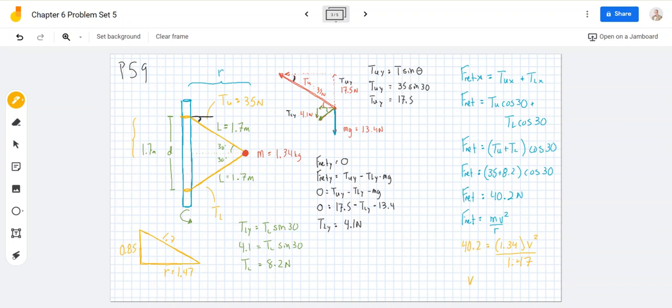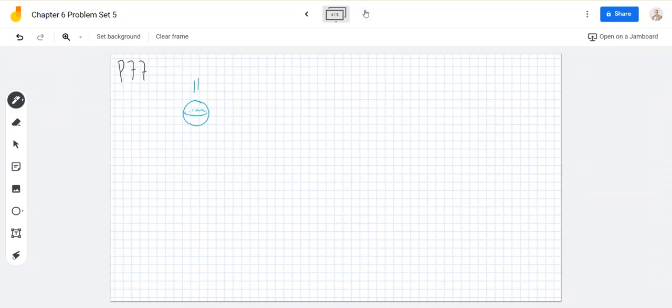So I got speed is equal to 6.6 meters per second. And then the last part says, what is the direction of the net force? And because it's in circular motion, the net force, in this case it's left, but it's always inward. Okay, that was hard. Let's do this last one.